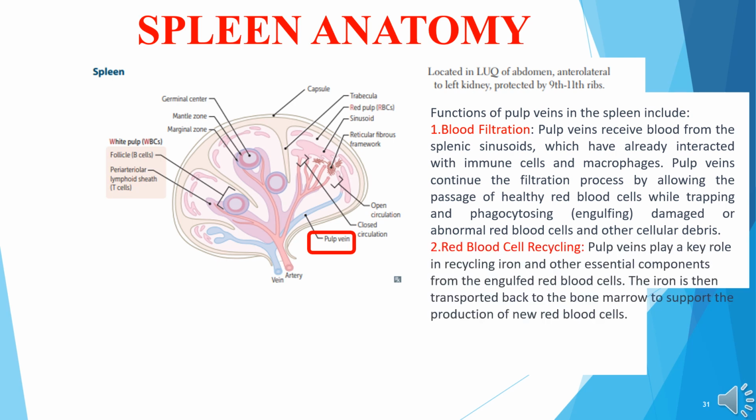2. Red blood cell recycling. Pulp veins play a key role in recycling iron and other essential components from the engulfed red blood cells. The iron is then transported back to the bone marrow to support the production of new red blood cells.